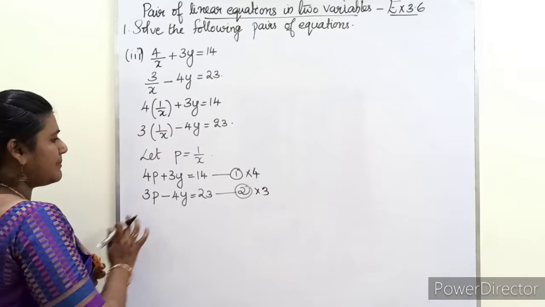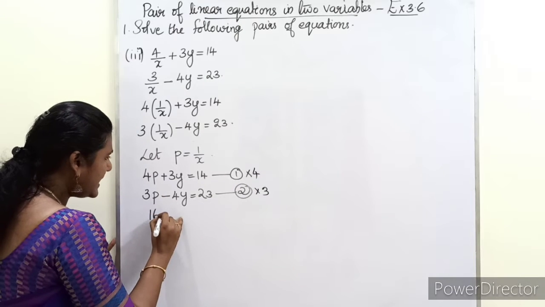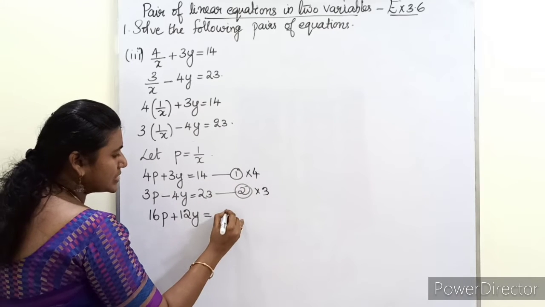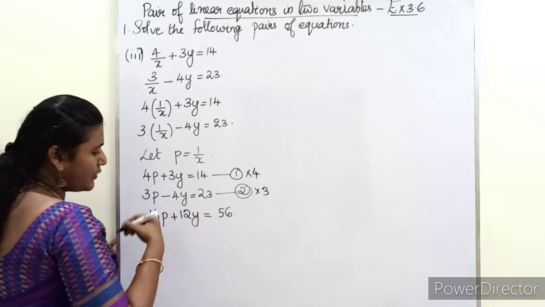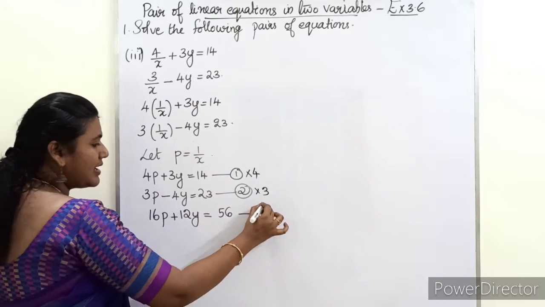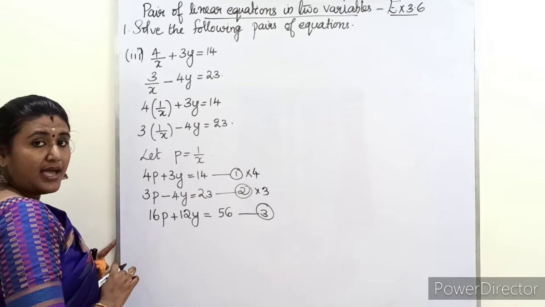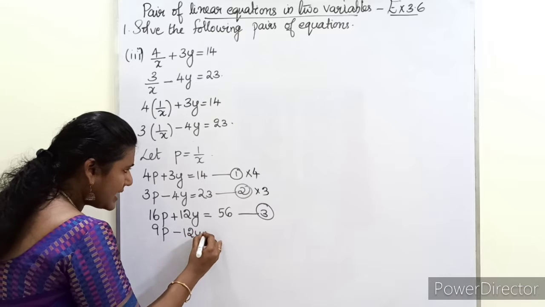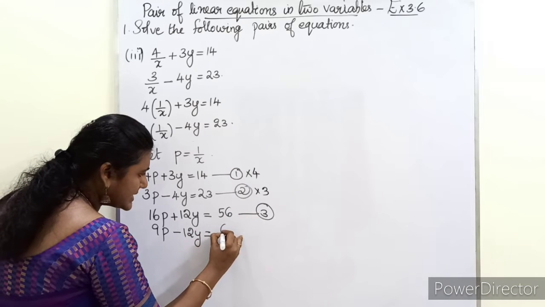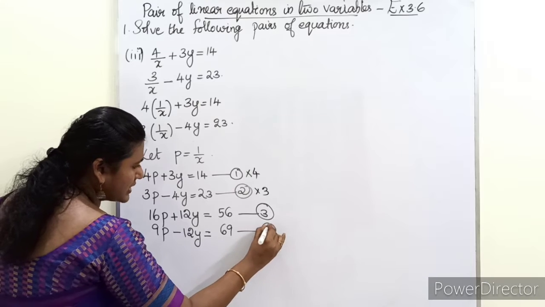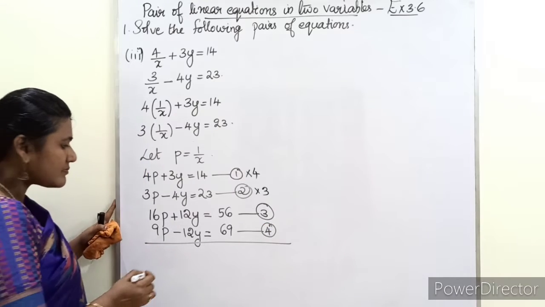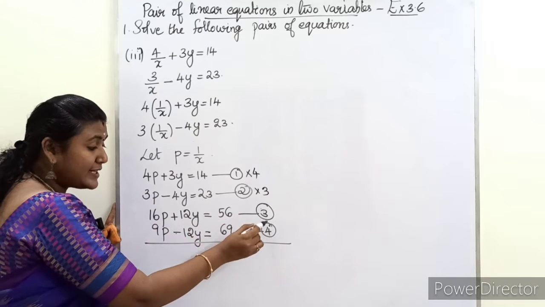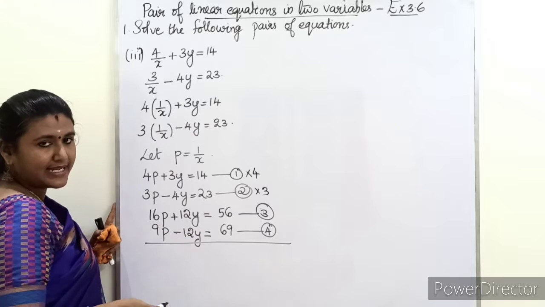So first equation multiplied by 4: 16p plus 12y is equal to 14 into 4, so that is 56 you will get. This is the third equation. The second equation you will multiply by 3, that is 9p minus 12y is equal to 69. So this is the fourth equation. Now if you see here, the coefficient of y is the same but has a different sign.